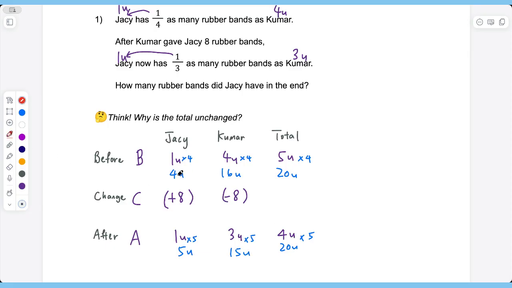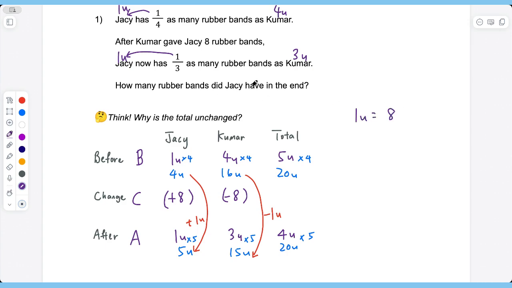From 4 units, which is what JC has in the beginning, now she has 5 units. That means she added 1 unit. And for Kumar, before the change, he had 16 units. And after he gave away 8 rubber bands, he now has 15 units. That means he minus 1 unit. Let me just write this a bit more clearly. This is plus 1 unit. From here, we can see that 1 unit is actually 8 rubber bands. So 1 unit is 8 rubber bands.